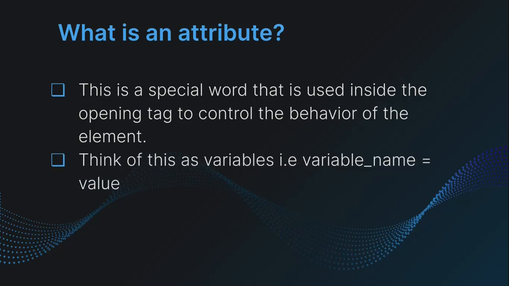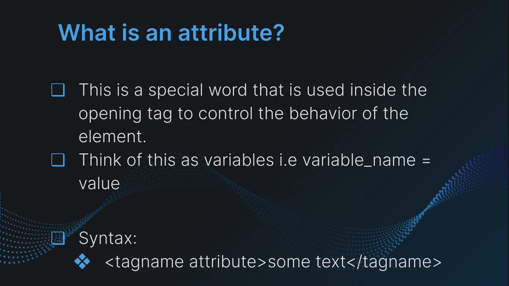So think of this as a variable, if you've done other languages. A variable has a name and a value. So you have an attribute name and the value associated with that attribute name, and that keyword affects the behavior of an element based on the value that you provide. That value is going to be composed of a property and the value that you want it to be at. And here's the syntax: you have a tag name, you open the tag name, then you have an attribute, after that you close the opening tag, then you have whatever text that you want to have, and then you close your tag.